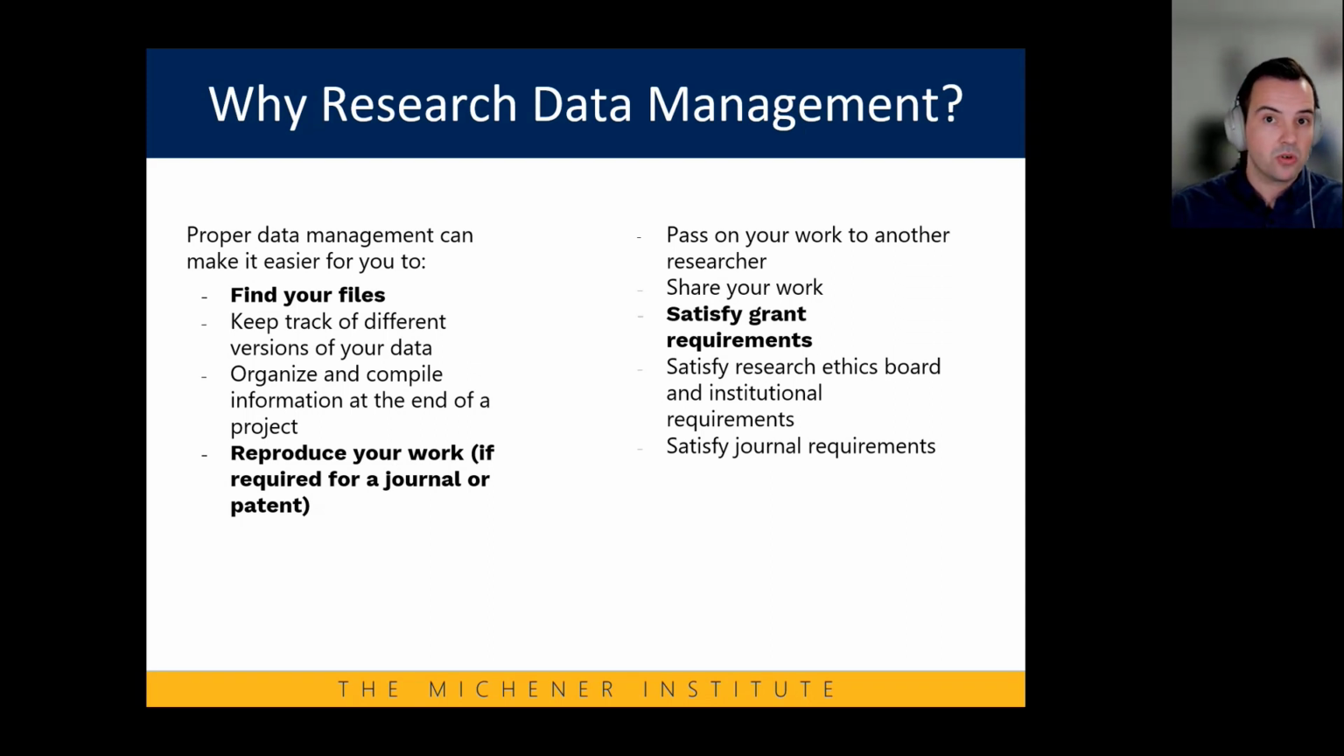It can be used to reproduce your work. Now, this is more and more important for modern researchers. This is something that I think in the past was not given enough importance, and that has had consequences, which we'll talk about.